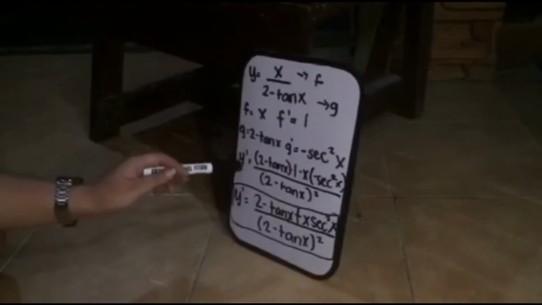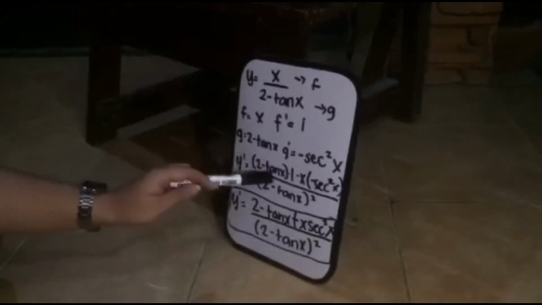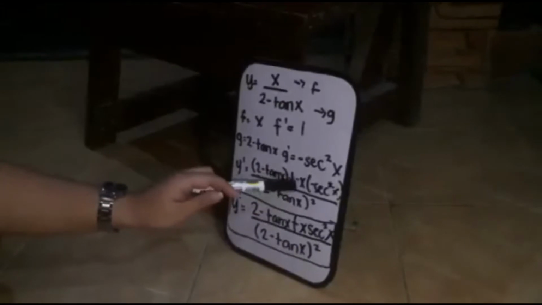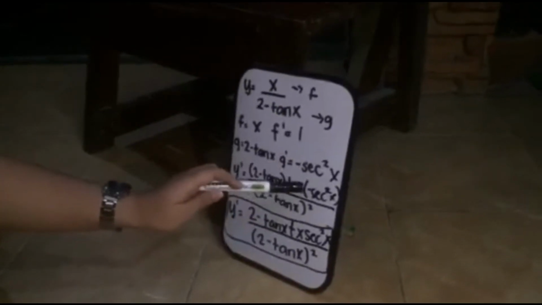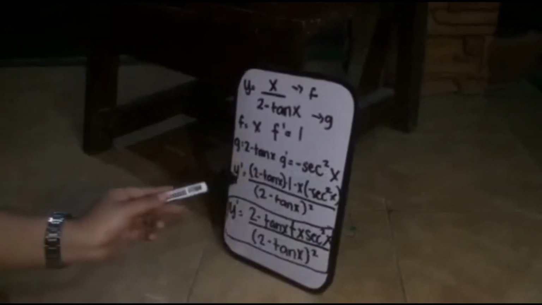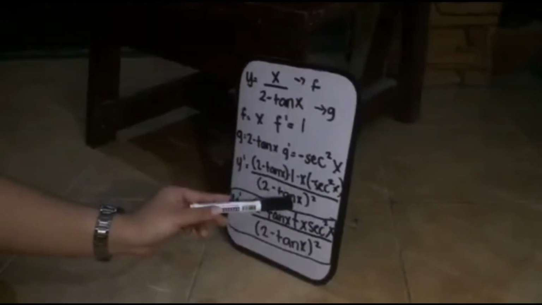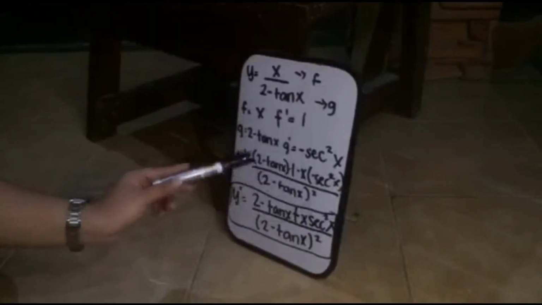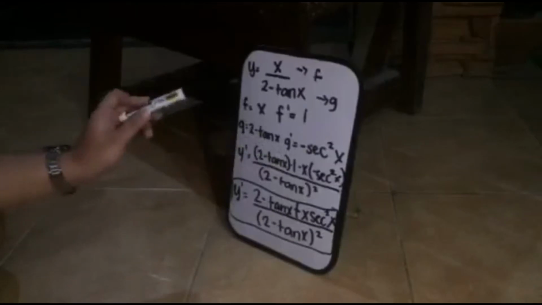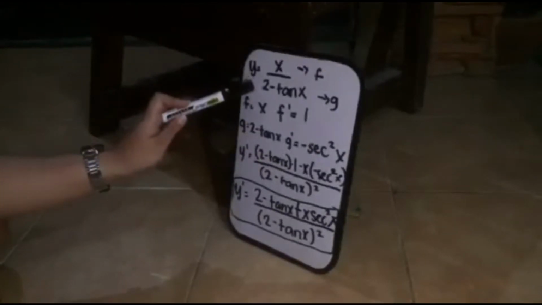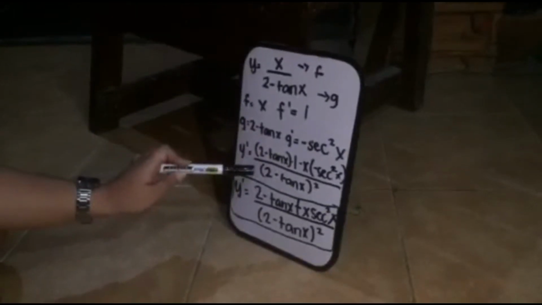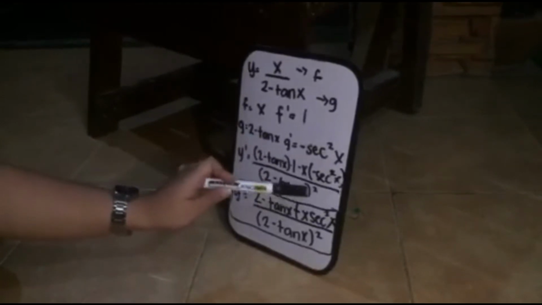So, y prime is equal to 2 minus tangent x times 1 minus x times negative secant squared x over 2 minus tangent x squared. So, kaya natin nakuha yan kasi ganito. So, yung denominator, squared natin siya, kaya siya naging 2 minus tangent x squared.